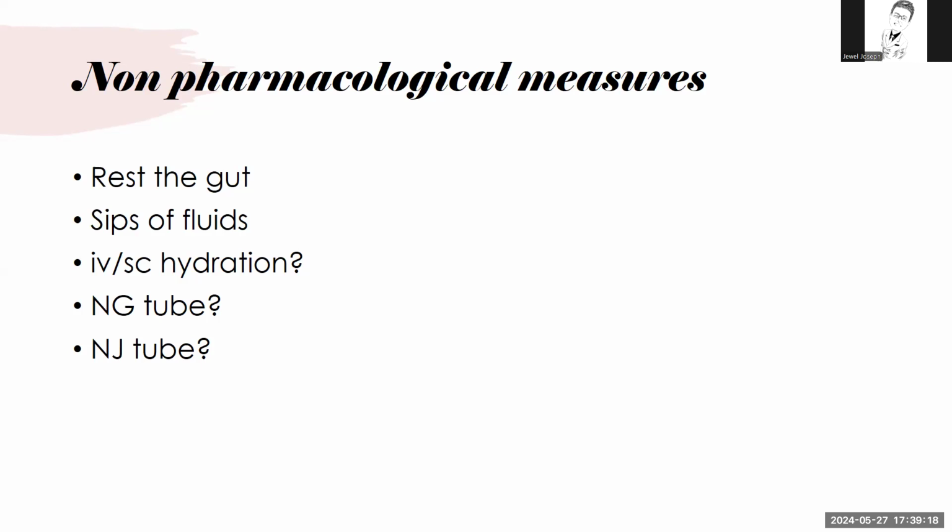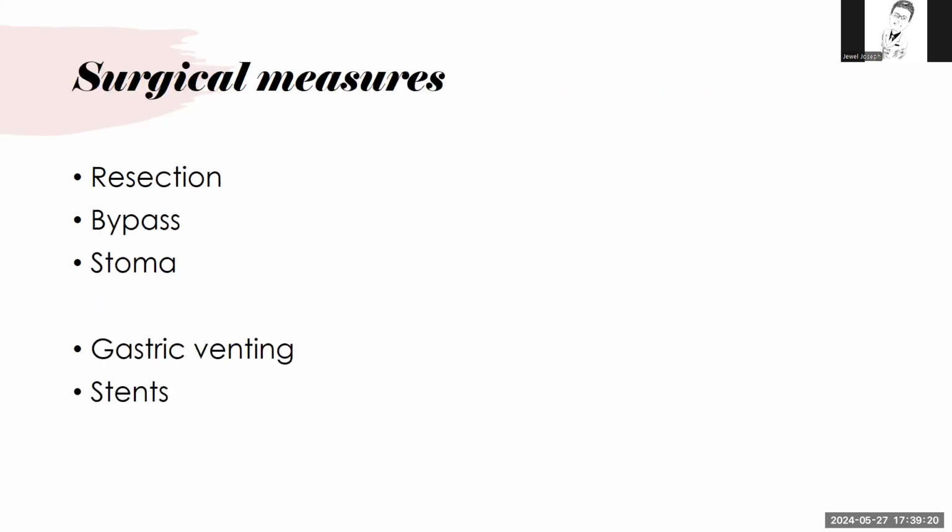Next slide, please. Surgical measures are the gold standard of treatment for obstruction. It can be resection, bypass, or stoma. Palliative measures like gastric venting and stents are also being done. Next slide, please.